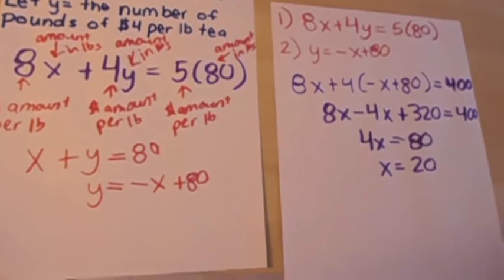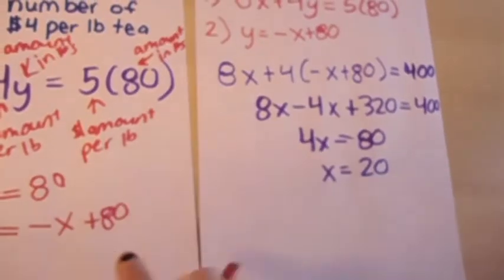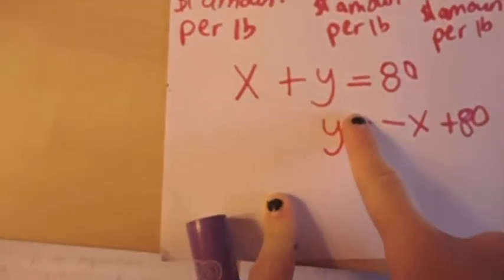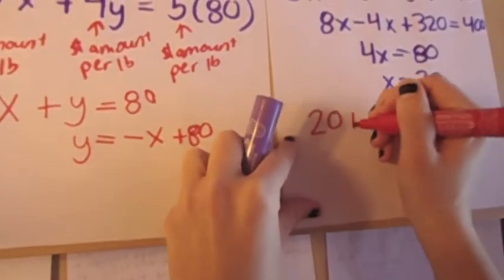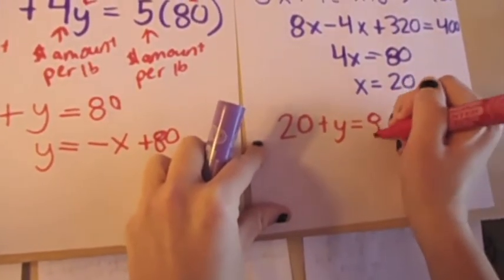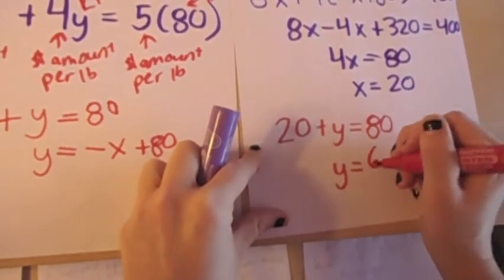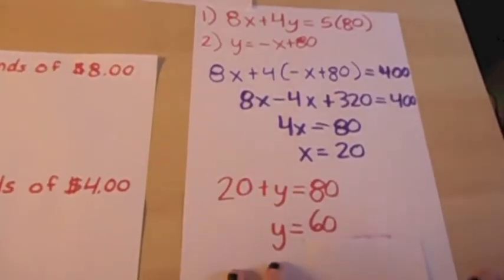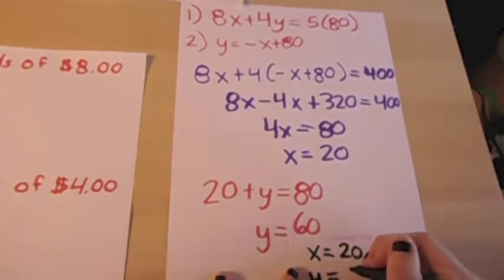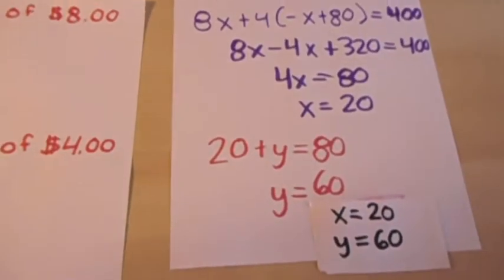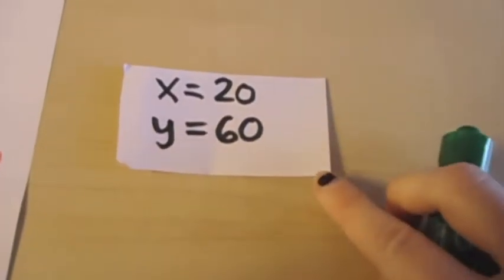Now we get to go back to our equation and plug 20 in for x, so we get our equation for y. We'll plug this into the original x plus y equals 80 weight equation. So we'll do 20 plus y equals 80. And then we'll subtract 20 from both sides and we get y equals 60. And so for our final solution, we get that x is equal to 20 and y is equal to 60. And those are our two solutions.